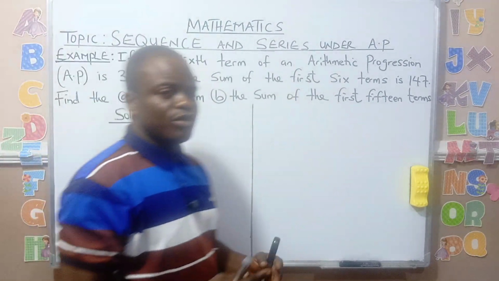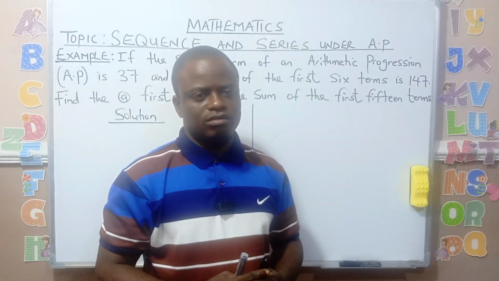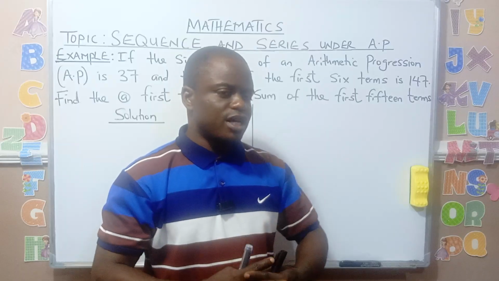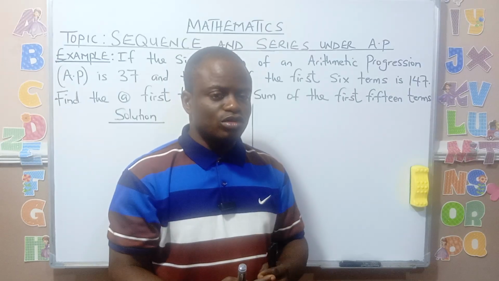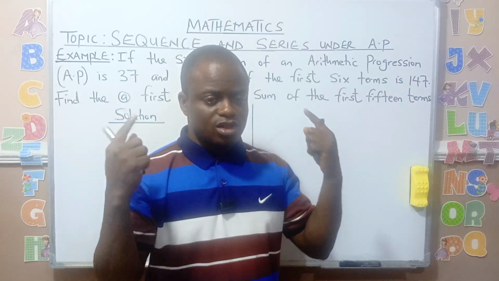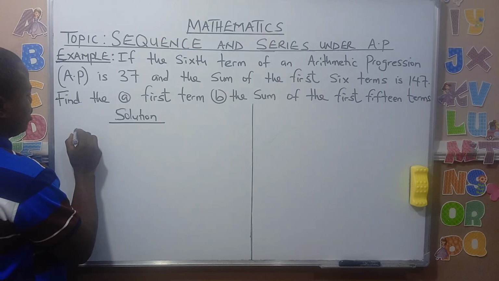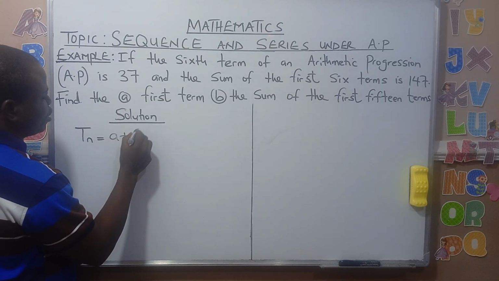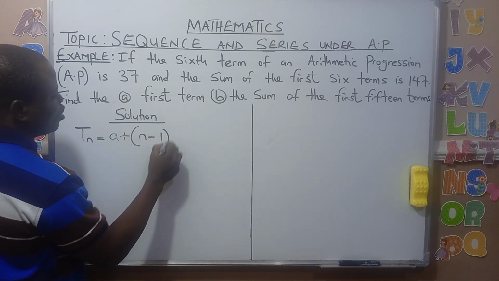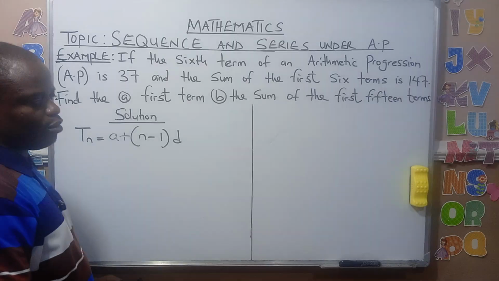You don't need to cram the formula. How do you know the formula? It is by constant practicing. When you are practicing often and often, you get used to the formula, and it will stick to your memory. Now let's see the formula of the n term. T subscript n equals a plus open bracket n minus 1 close bracket d. That's the n term formula.